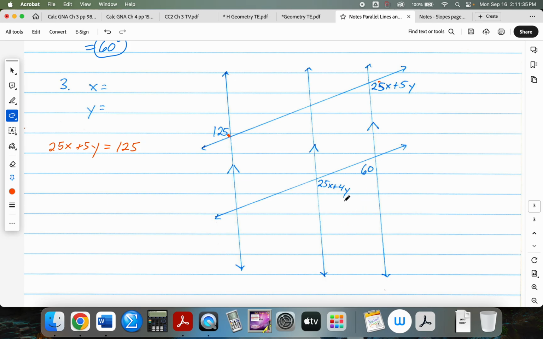Well, let's look down here. What type of angle is this? Is it acute or obtuse? Obtuse. This one? Acute. They're not the same. They're going to add up to 180. What name is given to these two angles? Same side interior, exactly right. So these two are going to add up to 180. So I'm going to go 25x. Oops, accidentally wrote x twice.